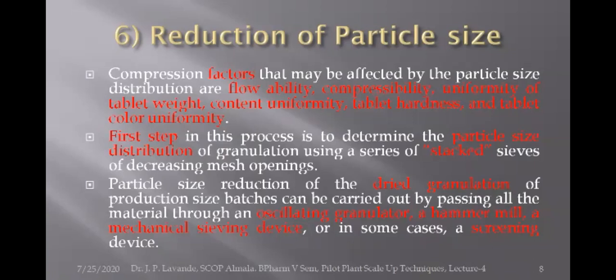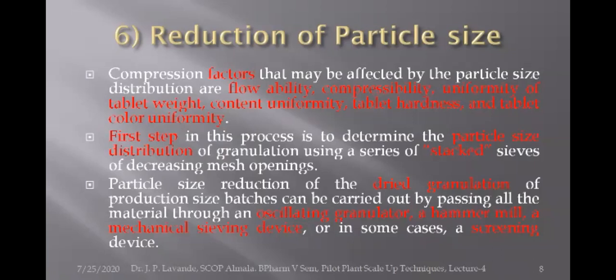The first step in this process is to determine the particle size distribution of the granulation using a series of stacked sieves of decreasing mesh opening. The sieve with the coarse particles will be kept at the top, and in decreasing order from top to bottom, the sieves from coarse to fine particles are arranged in order to segregate, in order to separate, and in order to distribute the particles of uniform sizes.